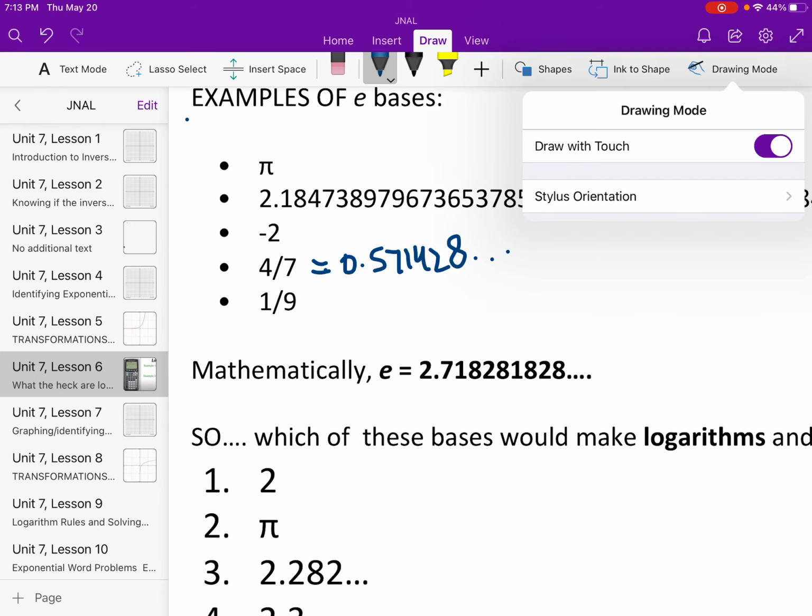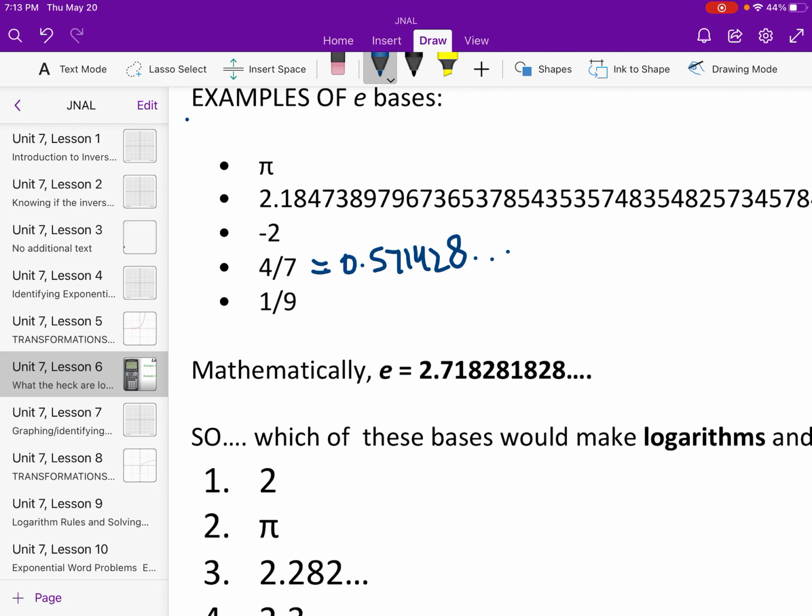So therefore, that would also be an answer with the E base, which means that this would be a ln natural logarithm function, not just a log function. Then 1/9, this is 0.1 repeating, and although you just have the same digit over and over, most people, when it's a number that repeats, they put a line over it like that. So those are all examples of that.